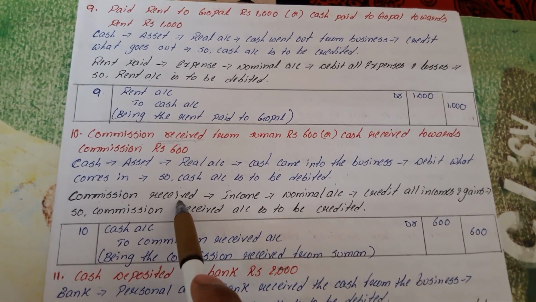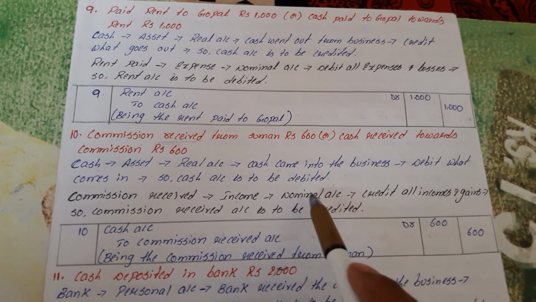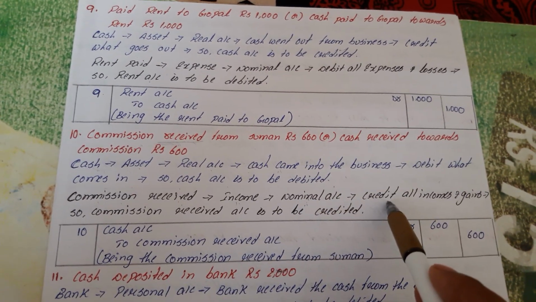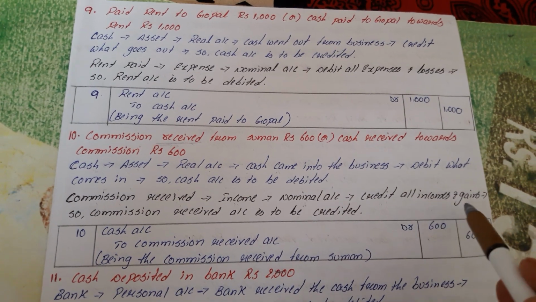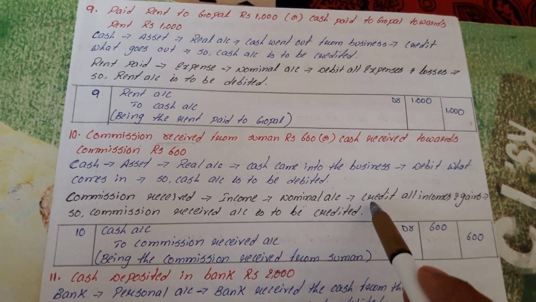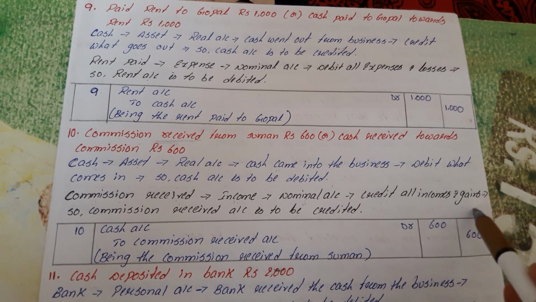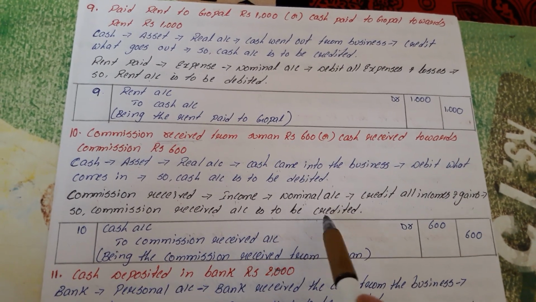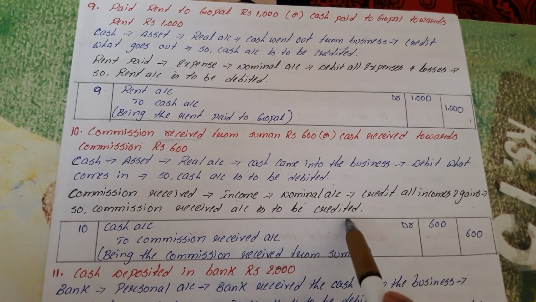Commission received is an income according to the nominal account rule. We have learned the rule is debit all expenses and losses, credit all incomes and gains. So commission received account is to be credited.